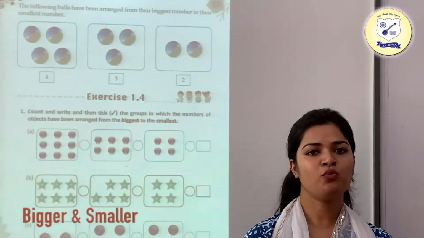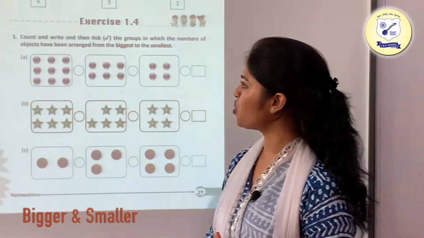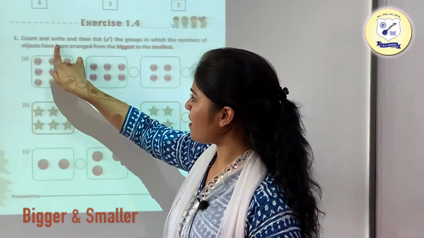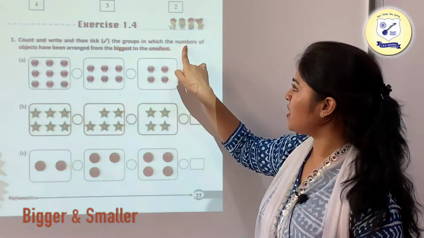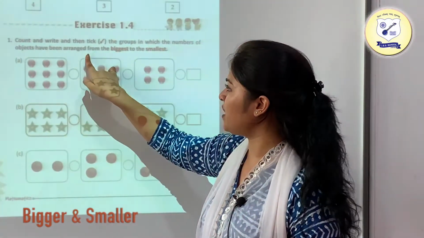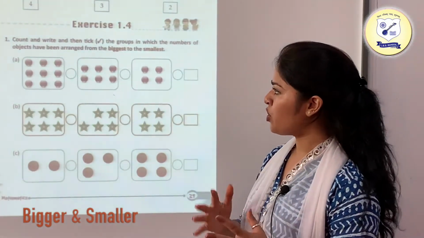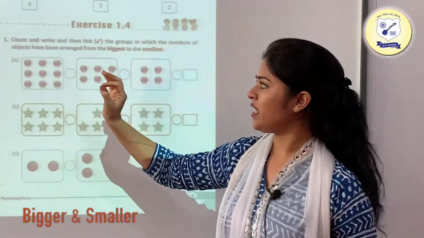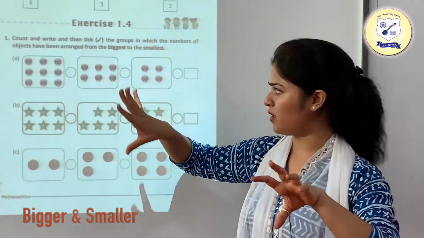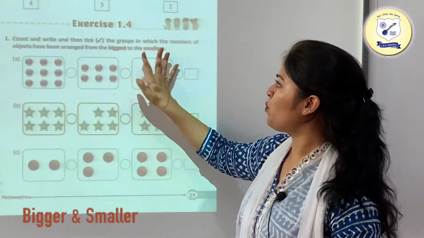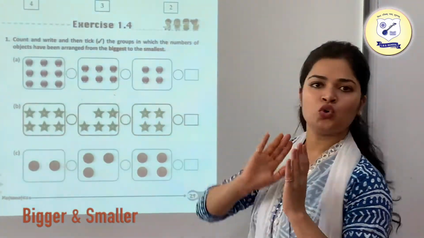So now we are going to move to our next exercise, which is exercise 1.4, and the first question is: count and write, and then tick the groups in which the number of objects have been arranged from the biggest to the smallest. What you need to do is count and write. Count the number of objects in that group, and then tick the group in which the numbers of objects have been arranged from biggest to smallest.